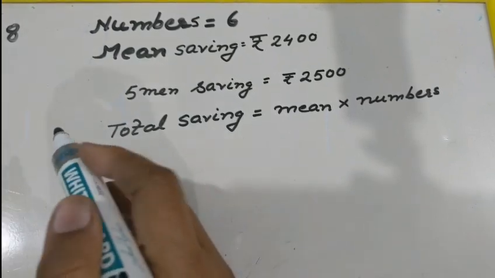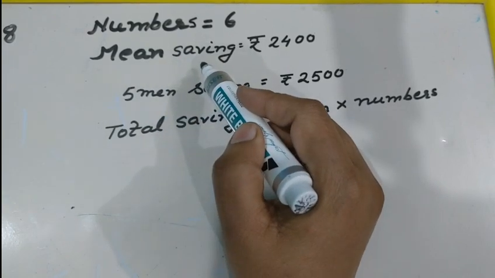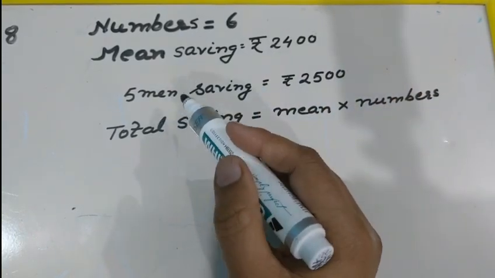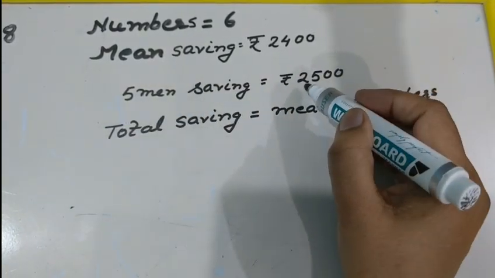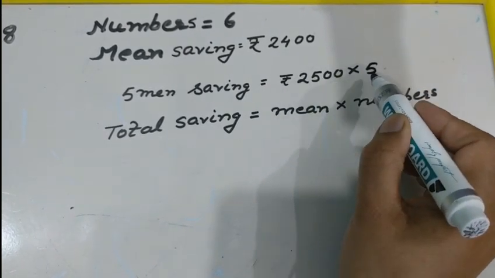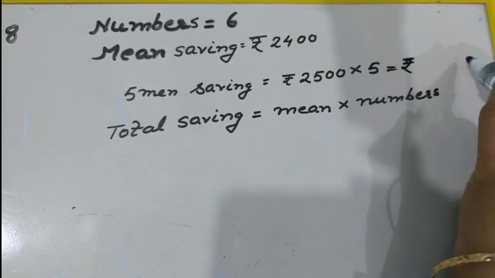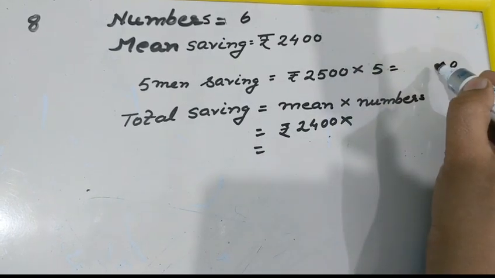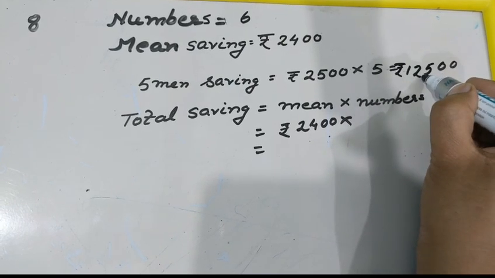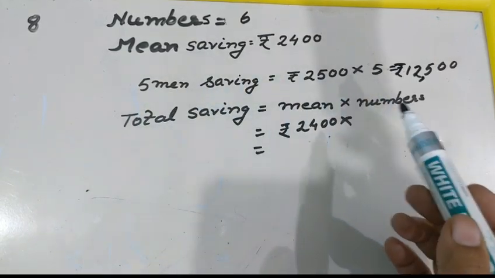So children, let's proceed. The total number of observations is 6 and the mean of the saving is rupees 2,400. According to the question, the saving of 5 men equals 2,500 into 5. As this is the saving of one person, to find the value for 5 men you have to multiply by 5. Let us calculate: 0, 0, 5 5s are 25, 5 down 2 carry over, 5 2s are 10 plus 2 is 12. Rupees 12,500. This is the saving of how many men? 5 men.